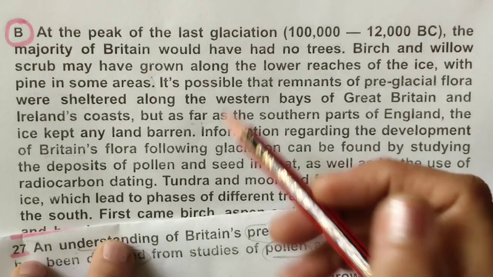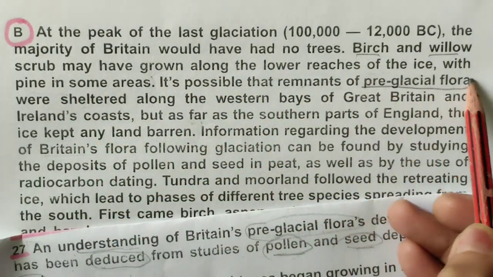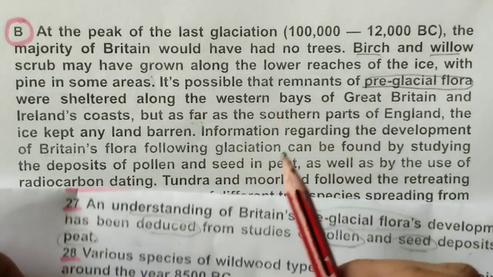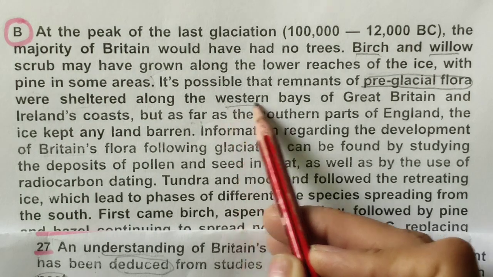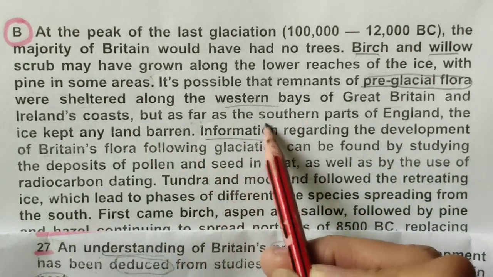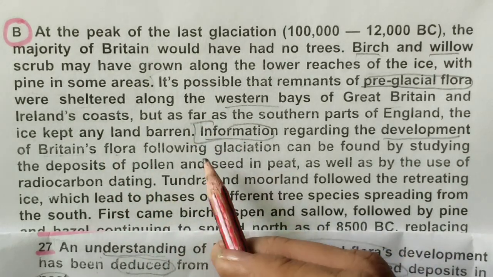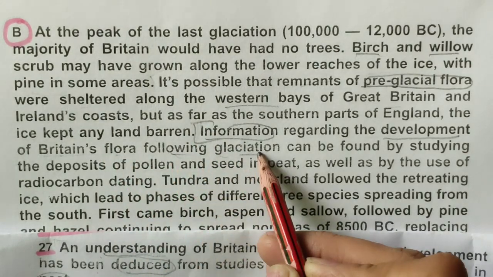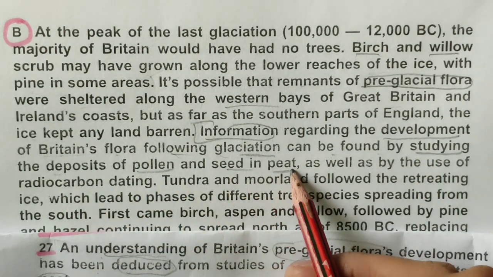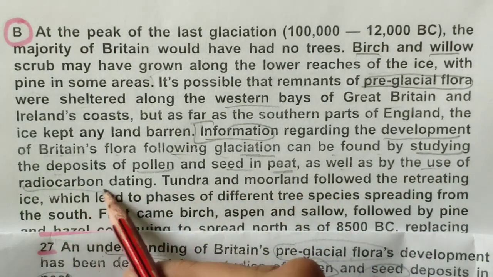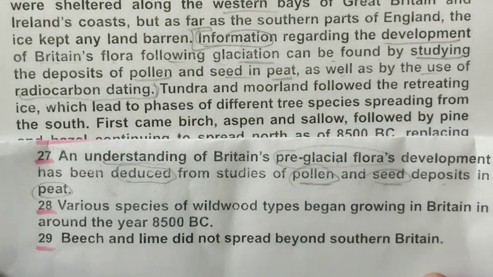So this is my B paragraph. I am looking for this special word. Now I am looking for development, pollen and seed also. Let's find it. Western Britain, information regarding the development of Britain's flora. This is the exact location we have got: following glaciations can be found by studying the deposits of pollen and seed in peat as well as by the use of radiocarbon dating. So from here to here, this is the location. I will show it to you properly.